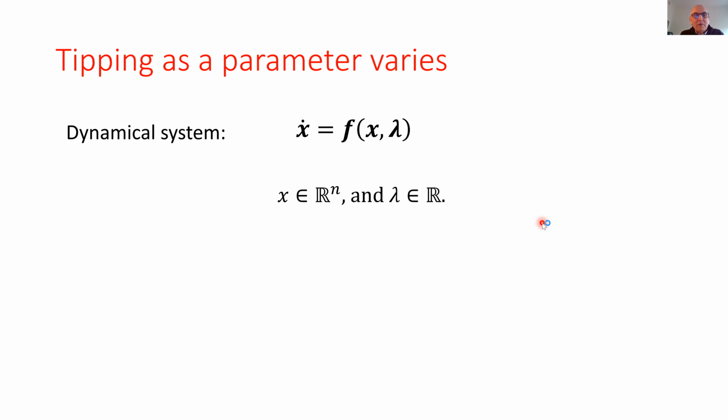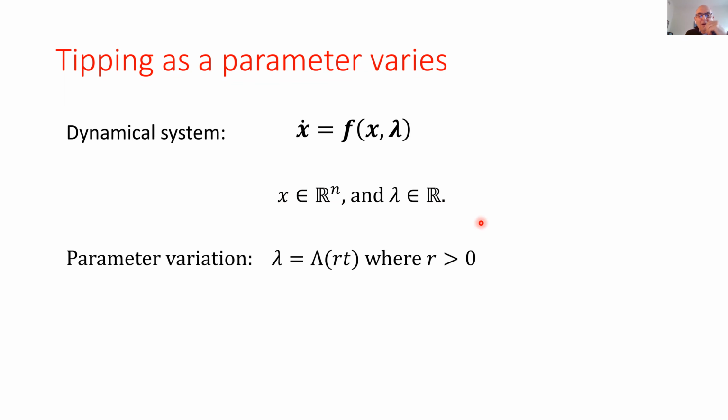The idea is you would have a dynamical system, and you have a parameter, right? So your parameter here is going to govern the system. And if we think of climate, you might think of lambda as representing concentration of atmospheric CO2. But we'll think of that as a real number. X is just in some vector space, some Euclidean space R^n.